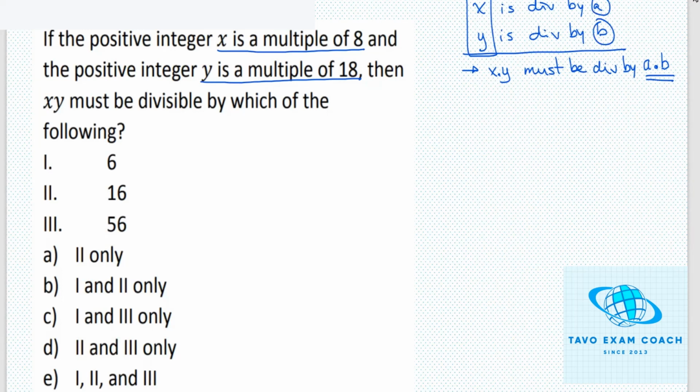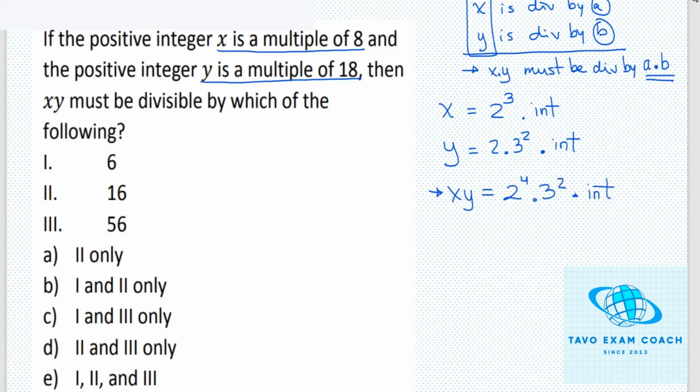So, we know that x is divisible by 8. That is to say, x equals 2 cubed times some integer. And correspondingly, y is a multiple of 18, or it is 2 times 3 squared multiplied by some integer. Since xy must be divisible by the product of the two factors, it follows that xy must be divisible by 2 up to 4 times 3 squared times some other integer, which might be 1 actually. So we see that the minimum factors that xy must possess are these here.